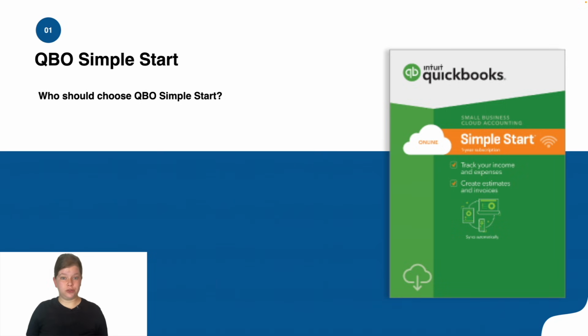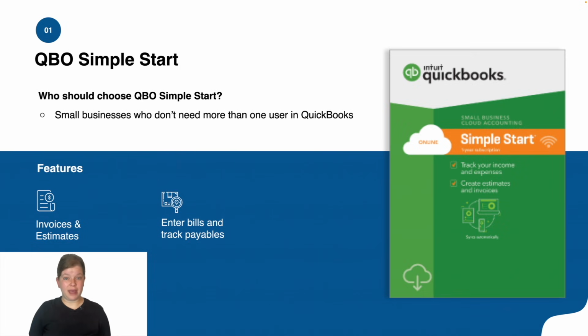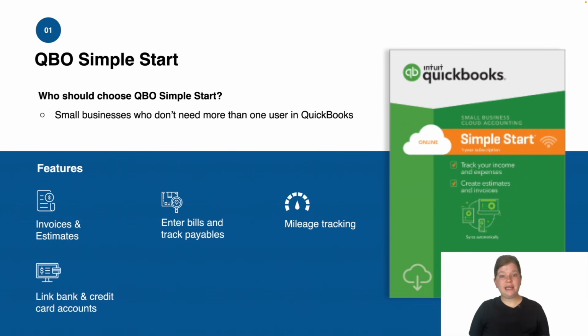So QuickBooks Simple Start. Who should actually choose Simple Start? Well, this is geared toward a small business or solo owner who wants one full access user and their accountant to have access to their books. So the features are you can create invoices and estimates, you can enter bills and track payables, you can track mileage, you can link your bank and credit cards, you can manage your business receipts and expenses, and have basic reports. Now, all of the following QBO subscriptions build on the features of Simple Start. So each plan I'm about to cover includes everything in Simple Start and more.